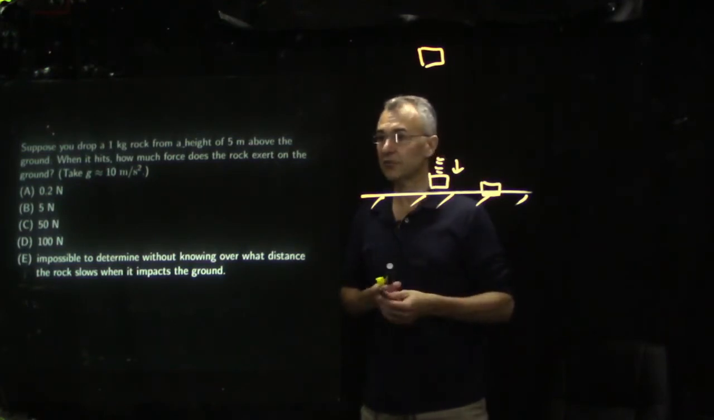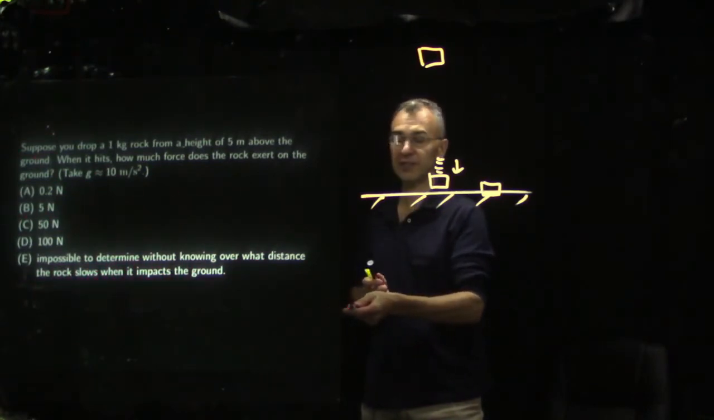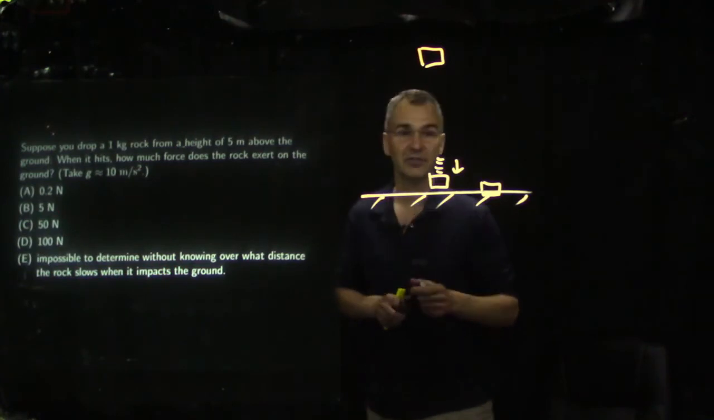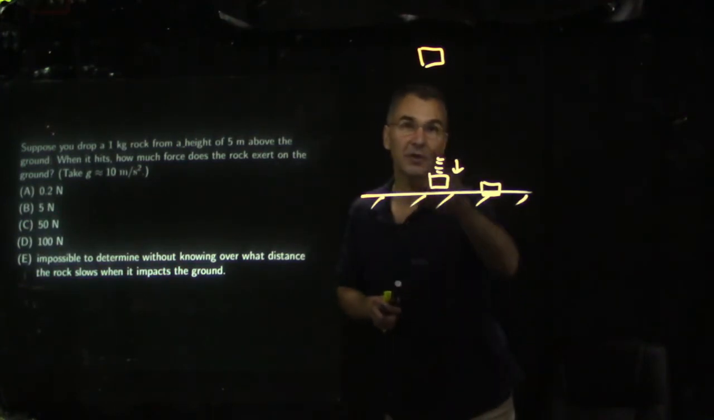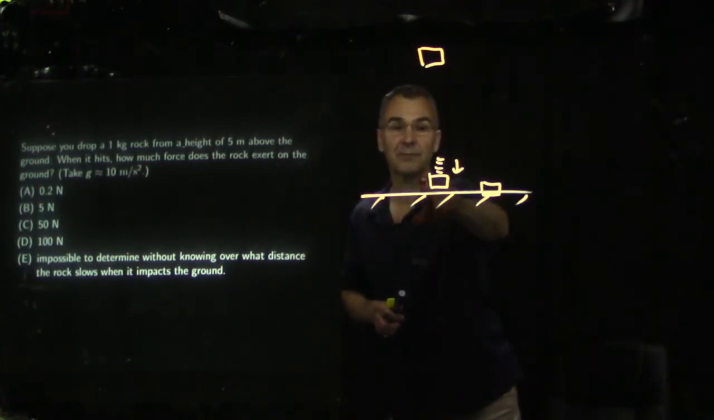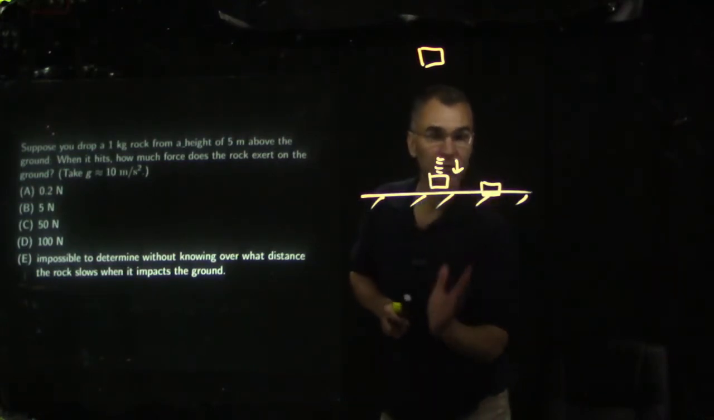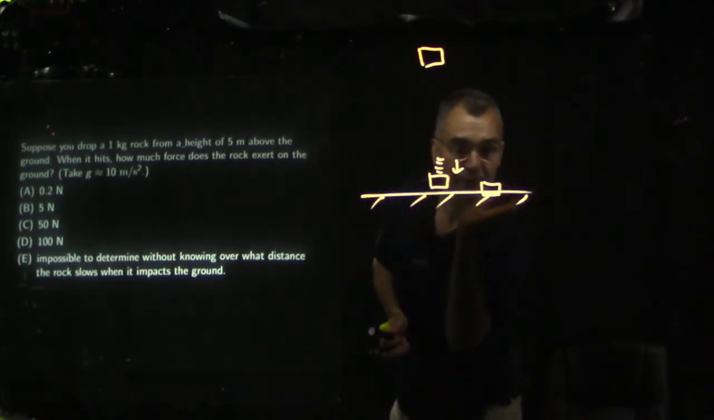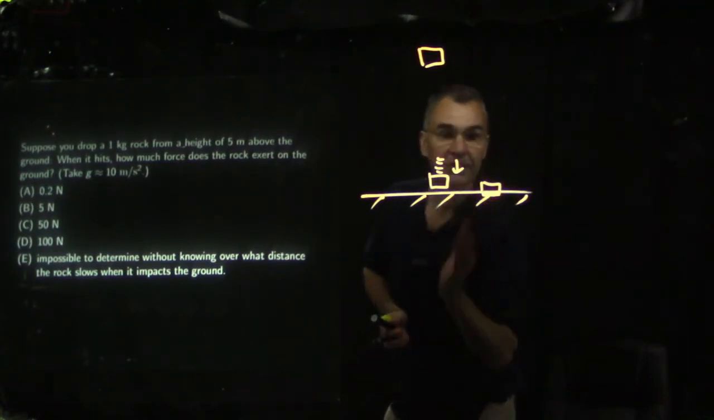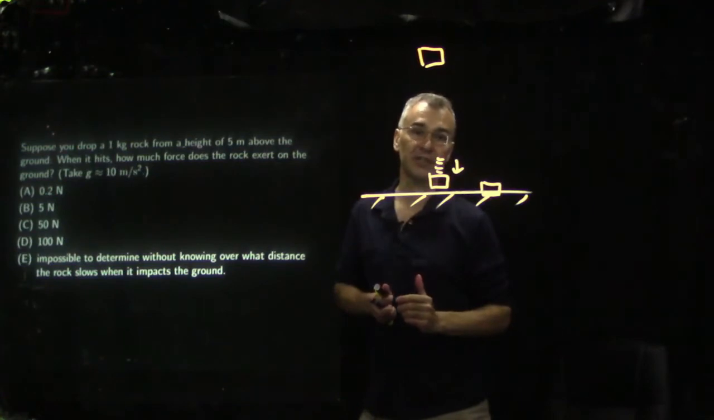So we actually do not have enough, here we go, impossible to determine without knowing over what distance the rock slows when it impacts the ground. You see, so we do know, here's mgh, and it becomes 1/2 mv squared. We know how much 1/2 mv squared there is corresponding to this mgh, but then somehow that has to be some force exerted by the ground over some displacement is going to absorb that kinetic energy.